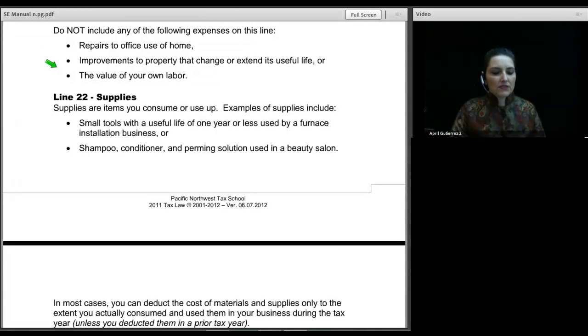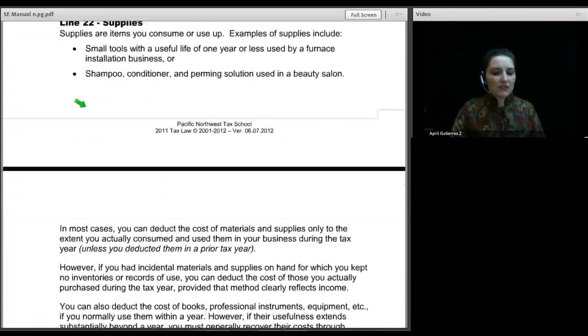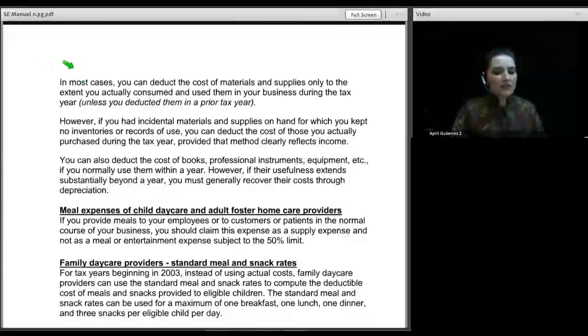And examples include small tools with a useful life of 1 year or less used by a furnace installation business, or shampoo, conditioner, and perming solution used in a beauty salon. In most cases, you can deduct the cost of materials and supplies only to the extent that you actually consumed and used them in the business during the year.